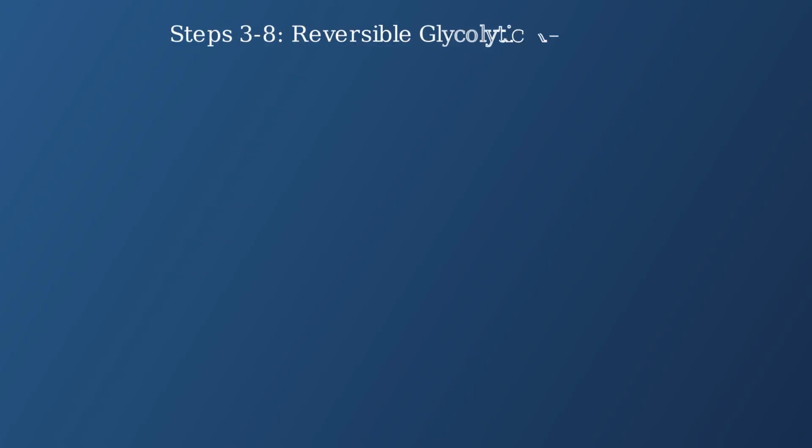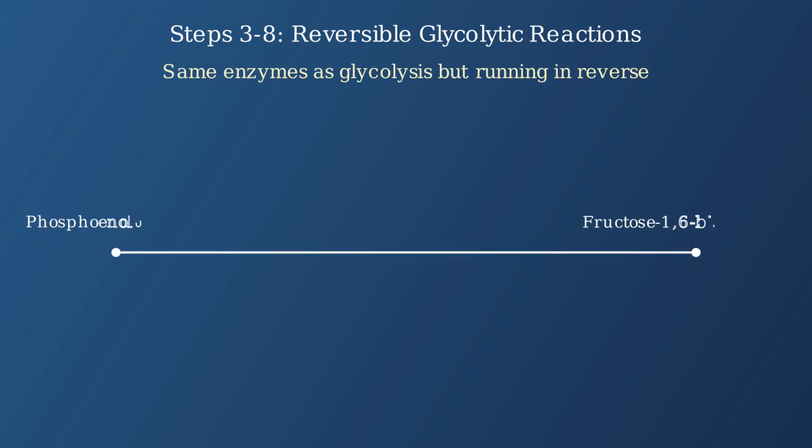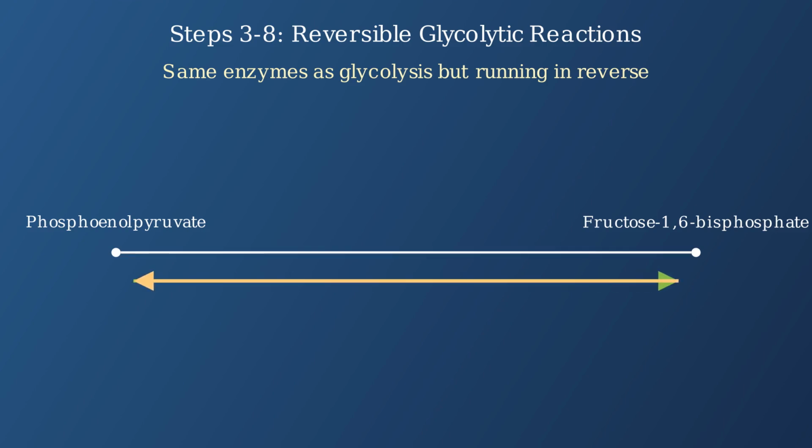Steps 3 through 8 of gluconeogenesis use the same enzymes as glycolysis, but run in reverse direction. This pathway converts phosphoenolpyruvate to fructose 1,6-bisphosphate through a series of reversible reactions. Unlike the previous steps we discussed, these reactions are bidirectional, meaning they can flow in either direction.